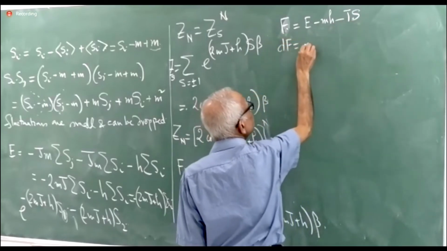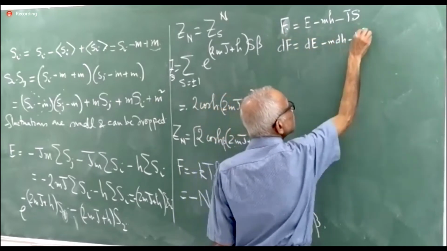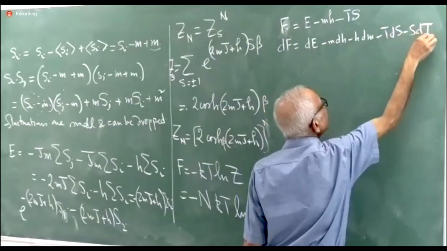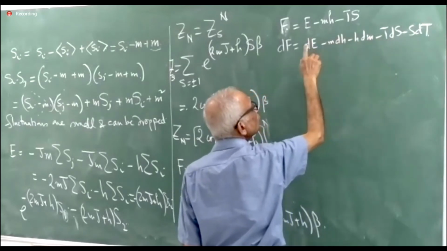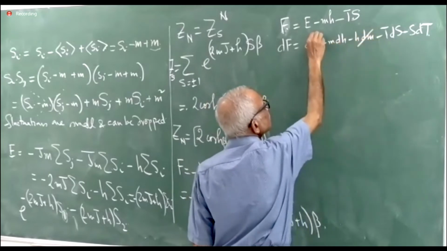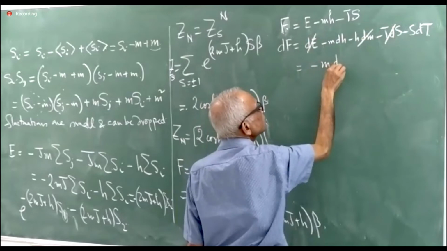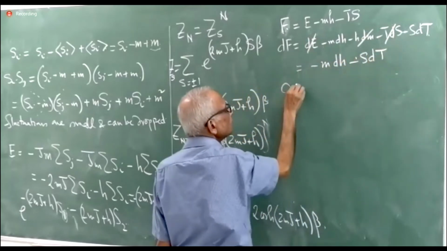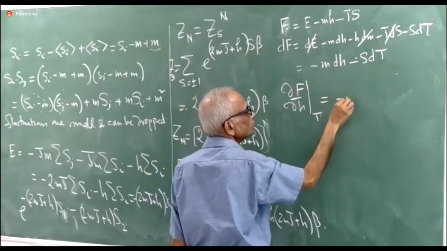dF is equal to dE minus m dh minus h dm minus T dS minus S dT, and the T dS removes the dE and the h dm. So this and this goes. So this is minus m dh minus S dT. So del F del h at constant T is equal to.